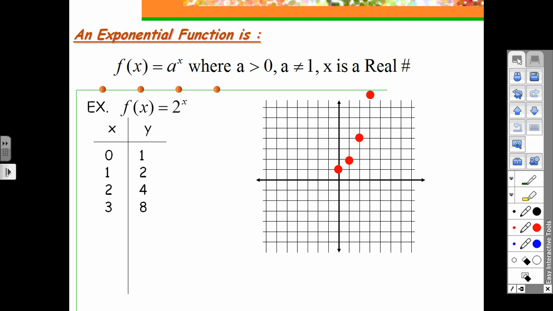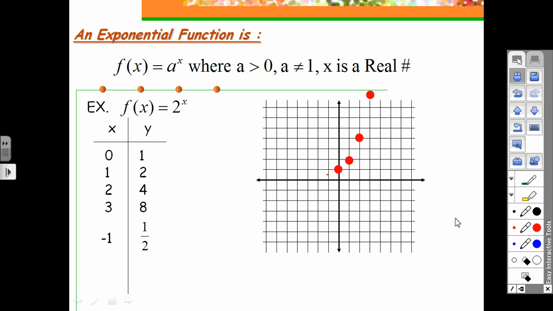Okay, so here's where it starts getting interesting, because now we start plugging in negative numbers, say a negative 1. That's 2 raised to the negative 1, which if you recall, is going to be the reciprocal. So that's going to give us 1/2. I'm going to have to move to a smaller little dot here in order to show that. So that's going to be right here, or somewhere thereabouts if it were on the line, if I were accurate.